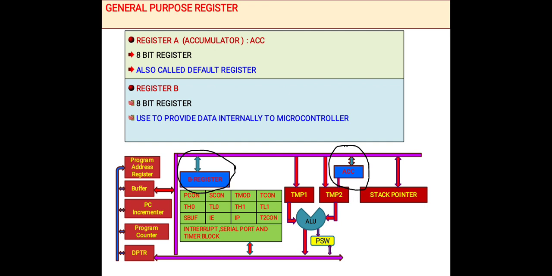Register B. Register B is an 8-bit register used to provide data internally to the microcontroller. It is an instant memory, where we can use data to do the calculations.